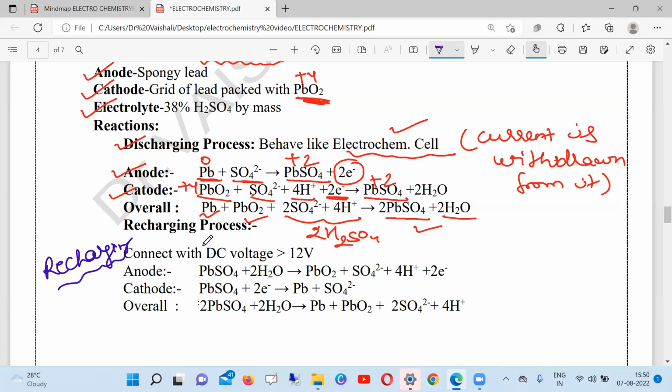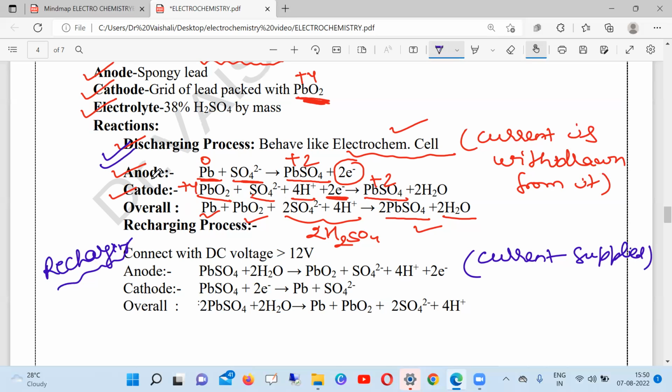So how we understand in the exam कि we have to write the discharge reaction or recharge. So language you have to read. When the current is withdrawn from it, that means discharging reaction. When the current is supplied or the electricity is supplied, that means we have to write recharging reaction. So now one thing again I'm telling you, no need to learn both reactions. You have to learn any one of the reactions. Better you learn the discharge reaction. If you know the discharge reaction, recharge you can just write in reverse.